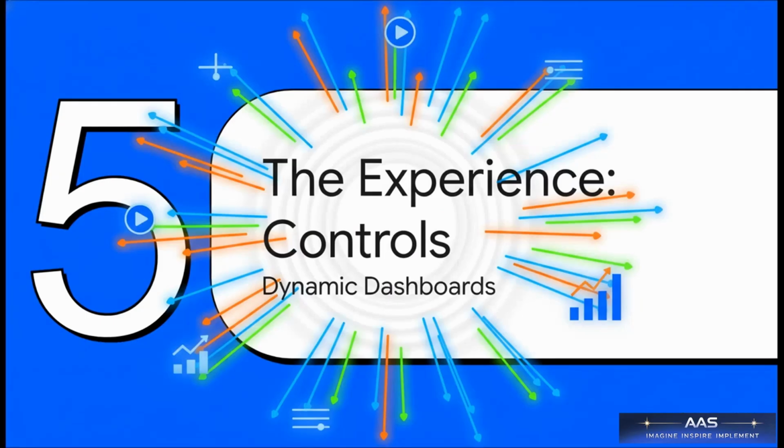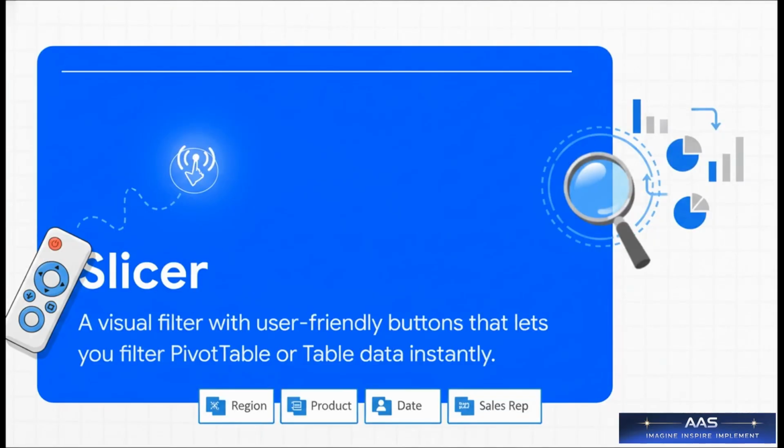All right, this is the final step, and honestly, it's the most exciting one. We're about to make our reports actually come alive for the user. We're gonna transform it from just a static picture into a fully interactive experience. And the key to all this interactivity is something called a slicer. I want you to forget about those clunky, old-school filter dropdowns. Slicers are clean, visual buttons. I like to think of them as the remote control for your data. You click a button, and the whole report just instantly responds.